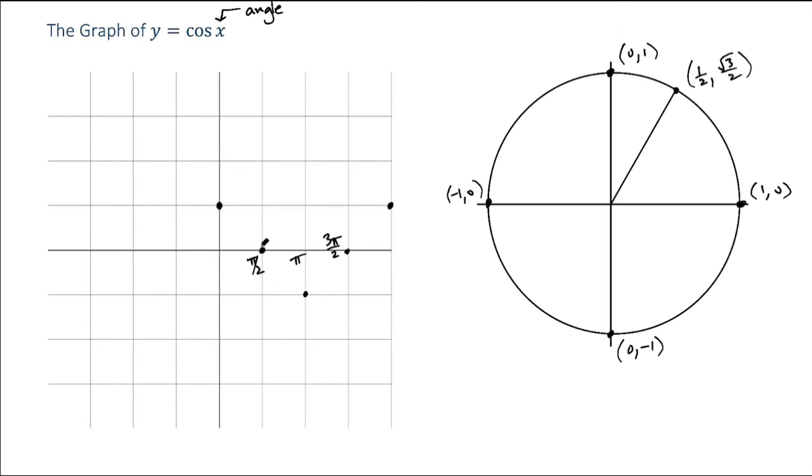So at pi over 3, which is about 2/3 of the way through this box, I have a y-coordinate of 1/2. And at 2 pi over 3, which would be right around here, I have a -1/2. So I could continue that through here to see that I can kind of see a curve happening here. Now this is the graph of one period of the cosine function.